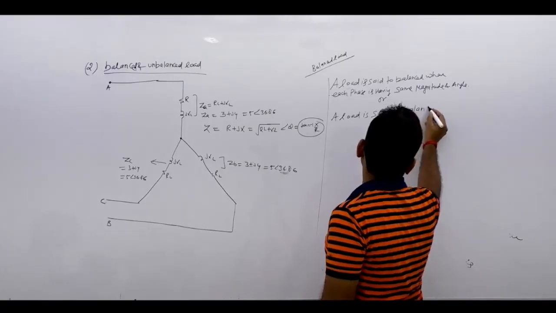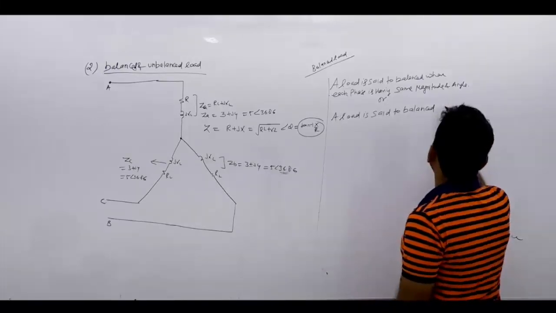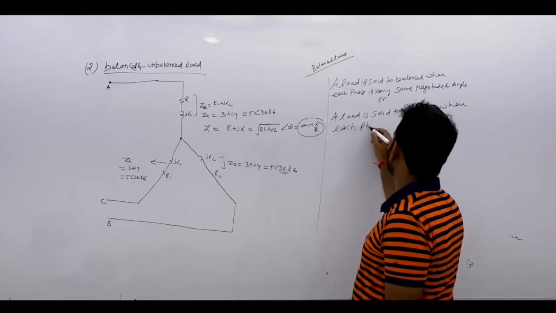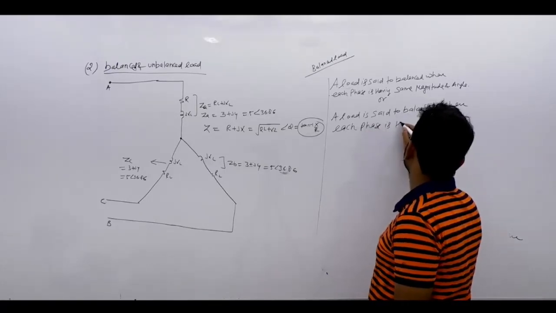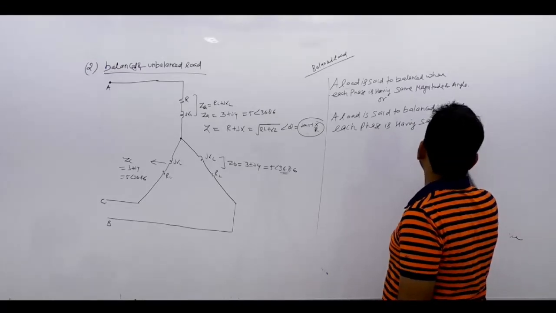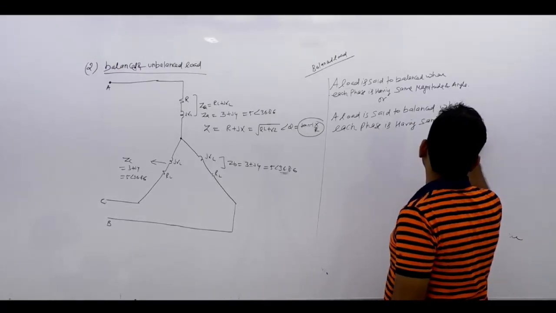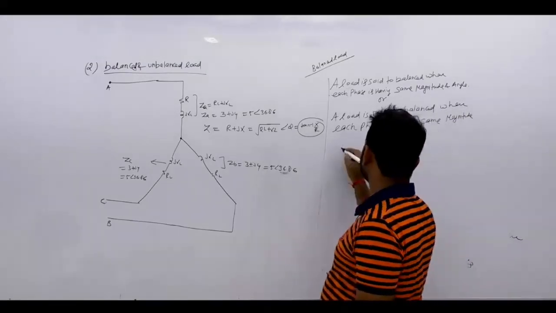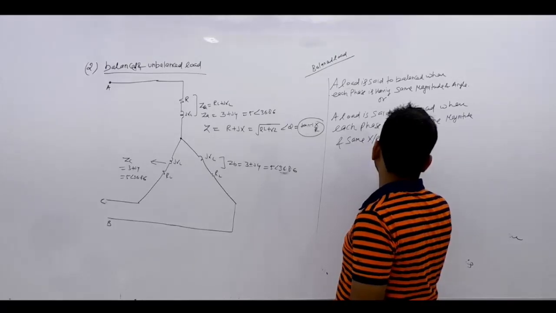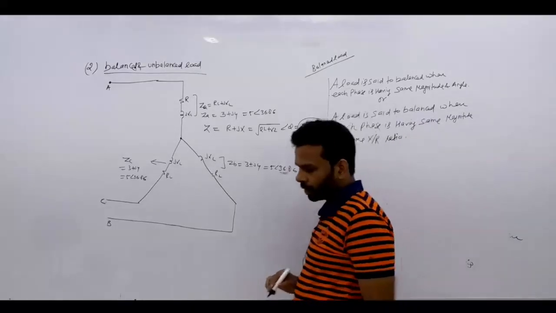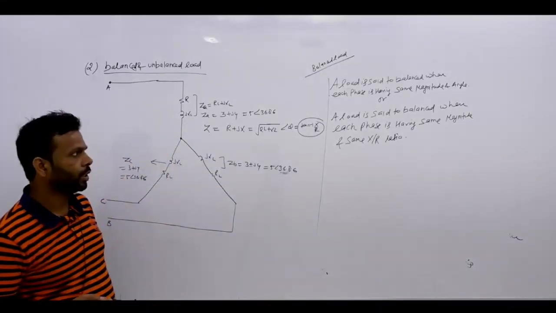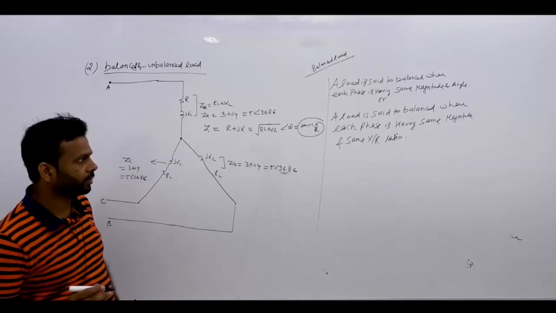Now, if you want to improve your definition more: a load is said to be balanced when each phase is having same magnitude and same X by R ratio. Okay, so a load is said to be balanced when each phase is having same magnitude as well as angle or same X by R ratio.